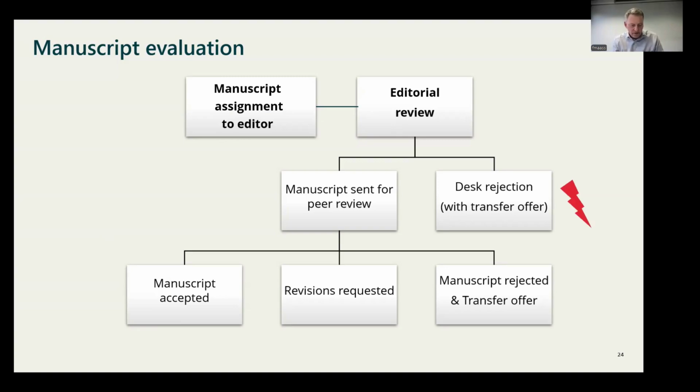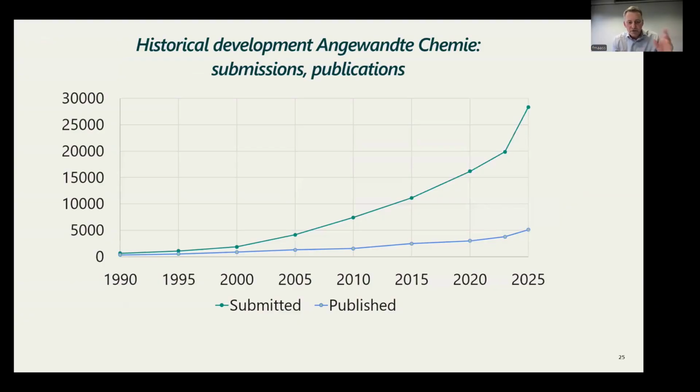So why do journals desk reject manuscripts without external peer review? Let's have a look at how the submissions developed over the last 35 years to understand why we have to do this. The number of submissions has increased dramatically. This is the green line that you can see here. In the year 2000, for example, this is when I started at Angewandte as an assistant editor, we received 1,800 submissions, 1,800. This is the number of submissions we are receiving now in 3 weeks.